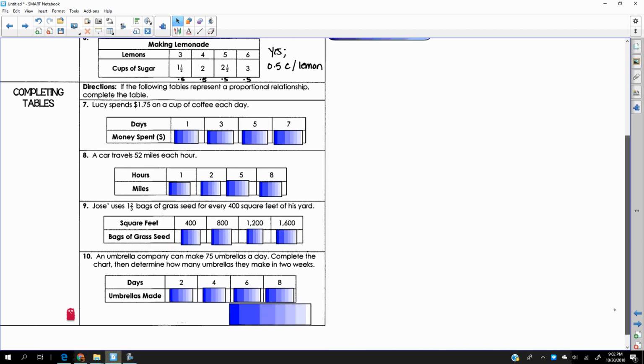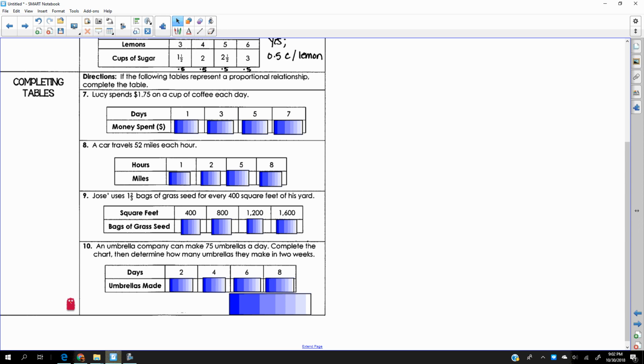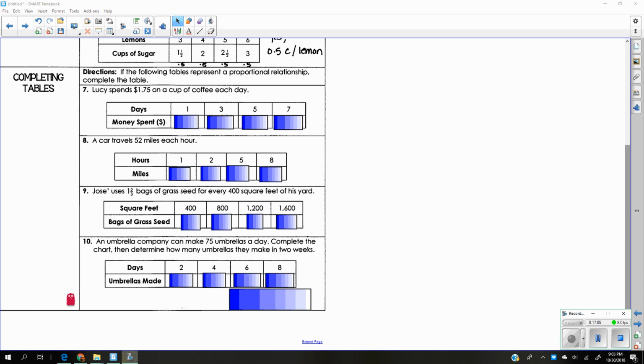All right, so the next part, I'll do the first one with you, and then I want you guys to do the rest on your own. All right, let's do number 7 together. So the directions: if the following tables represent a proportional relationship, complete the table. So Lucy spends $1.75 on a cup of coffee each day. So you would put $1.75. So for 1 day, she spent $1.75. How much is she going to spend in 3 days?